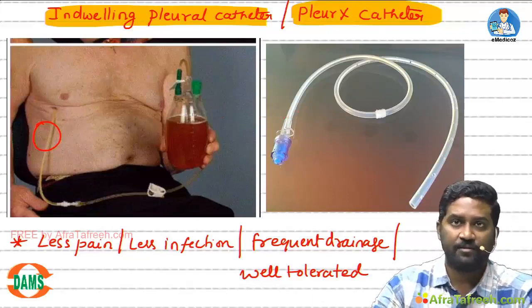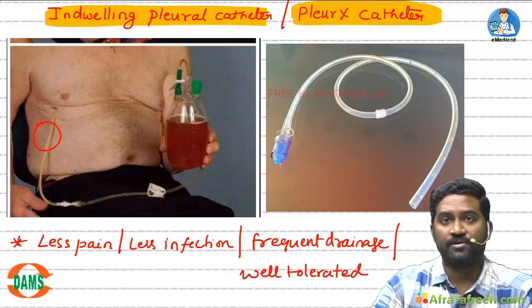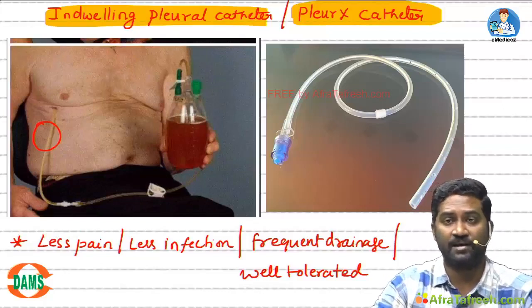So this is regarding pleural effusion. We have discussed what is transudate, what is exudate, what is chylothorax, what is pseudochylothorax, parapneumonic effusion, malignant pleural effusion.